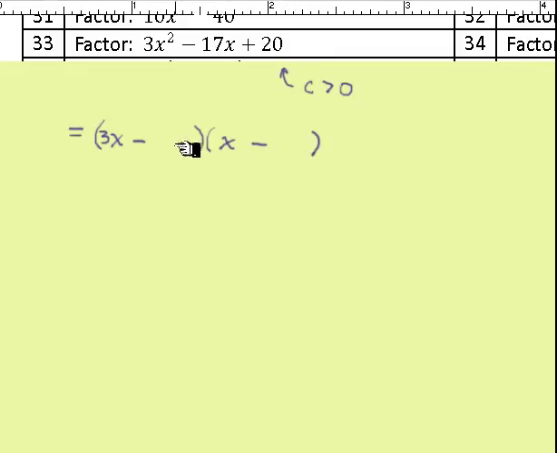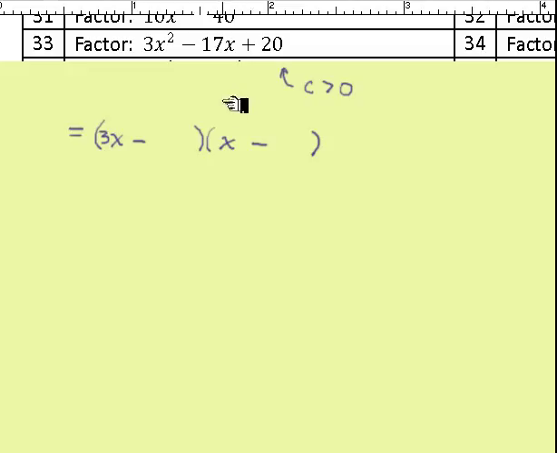We have a few ways. It could be 20 times 1, but 20 times 1 would not give us this middle term. You could try it, but we could instead try 5 times 4, or 10 times 2. All right, so we have a few different things to try.